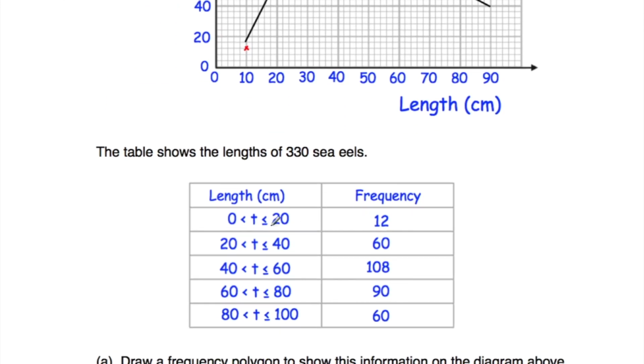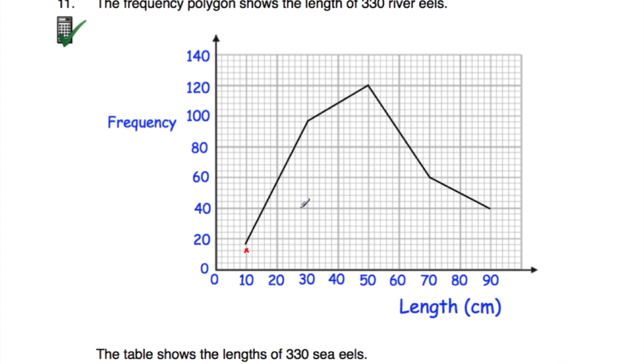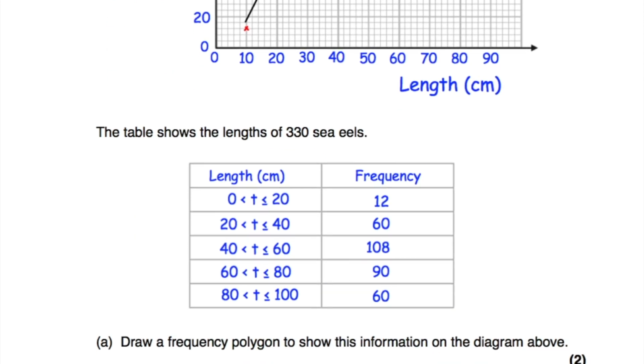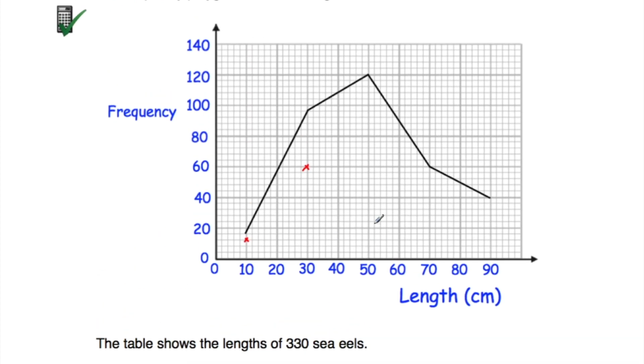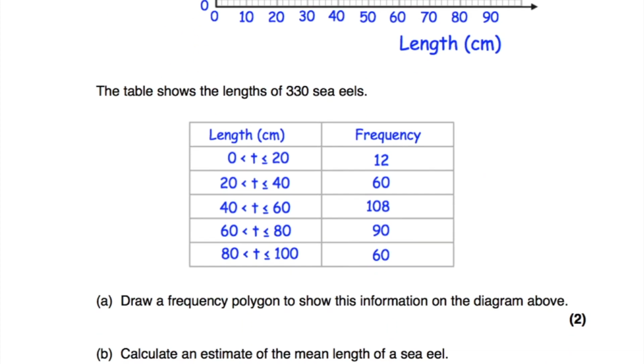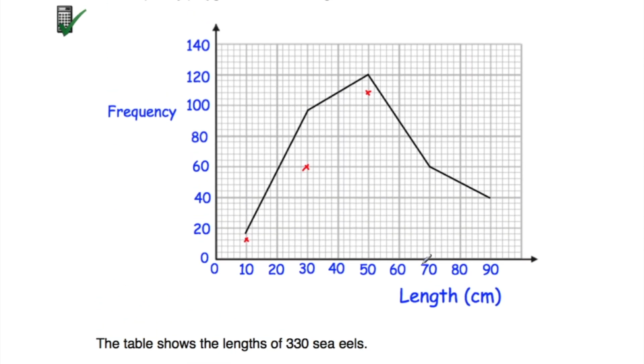Okay, our next point is going to be plotted 30 across 60 up. So 30 across and 60 up would be there. Our next point would be 50 across and 108 up. So 50 across 108, well, there's 100, 104 and 108 would be there. So 2 up there because you're going up in 4s, 104, 108. Our next point would be 70 across and 90 up. That's going to be halfway between 80 and 100, so in the middle here.